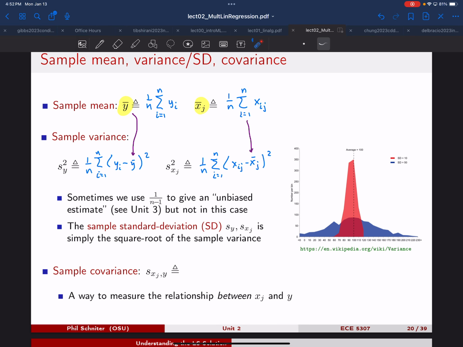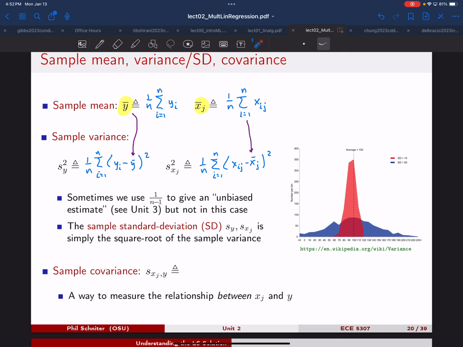Now some of you might notice that we're using a 1 over n here, whereas in some cases it is possible to use a 1 over n minus 1 when defining the sample variance. We're going to talk in more detail about that in Unit 3, but for this unit we definitely need to use 1 over n. We don't want to use 1 over n minus 1, because if we did, then all the equations would be wrong. So there's definitely a time to use it, and we'll talk about 1 over n minus 1 later.